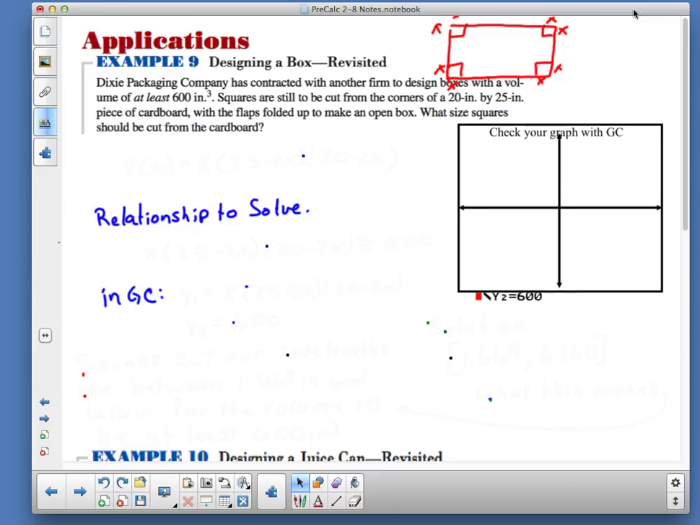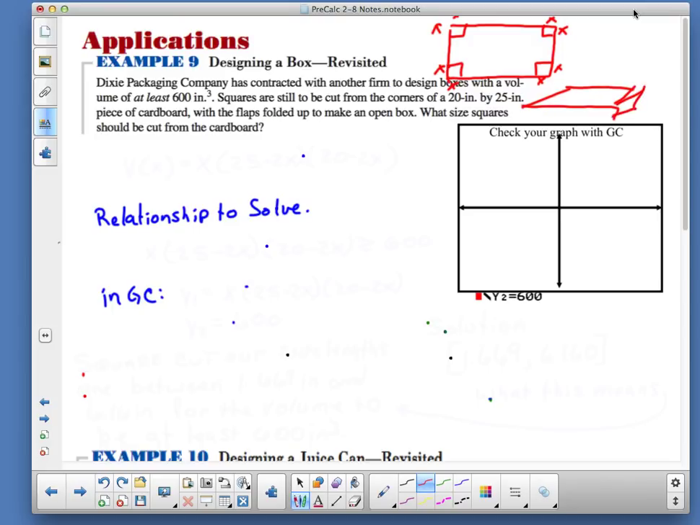And we're looking at Dixie Package Company has contact with another firm to design boxes with a volume of at least 600 inches cubed. Squares are still to be cut from the corners of a 20 by 25 piece of cardboard with flaps folded up to make an open box. Now, if I do that, I'm going to subtract 2x from each of those values in order for x to exist. And remember, my resulting box is going to look something like this as I come through.